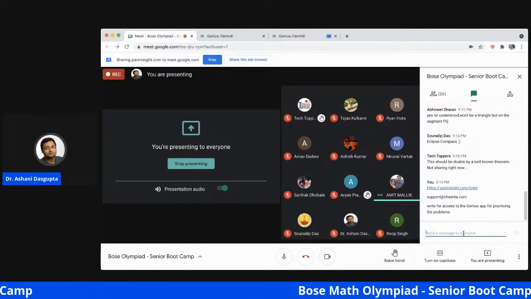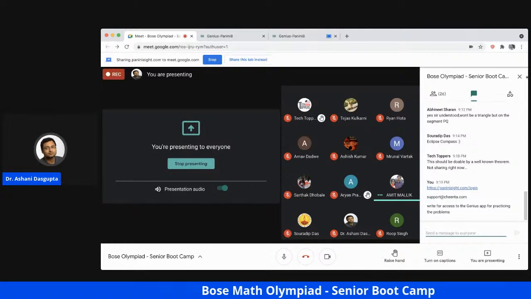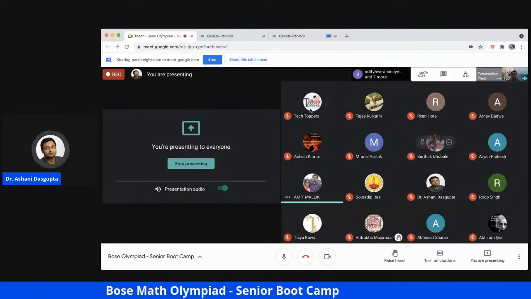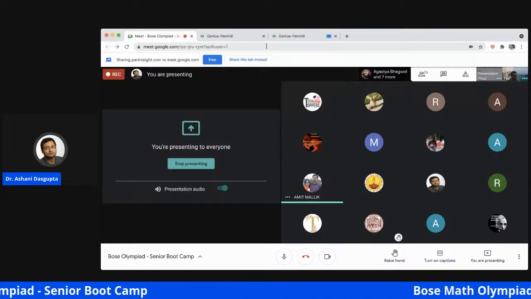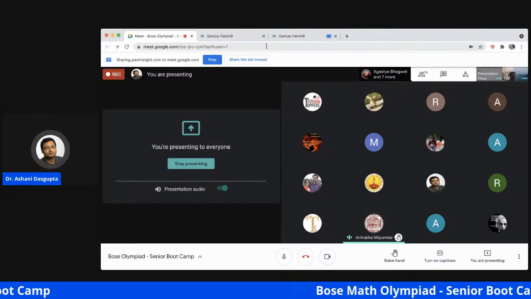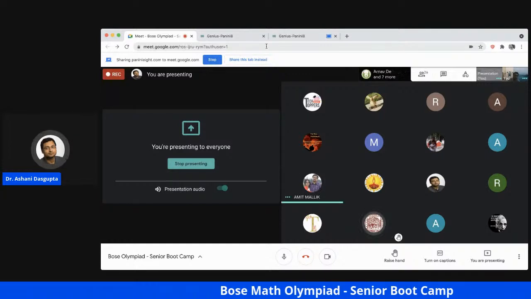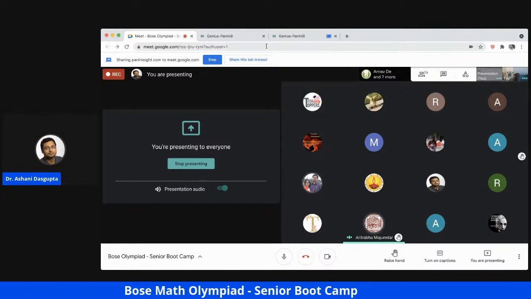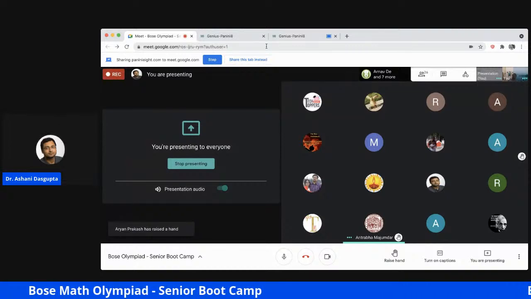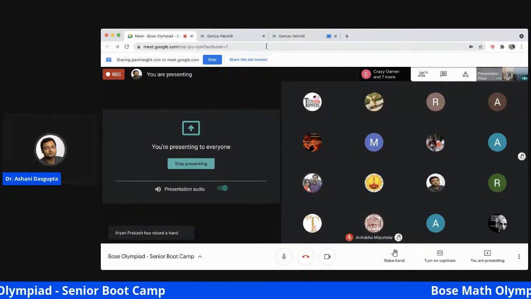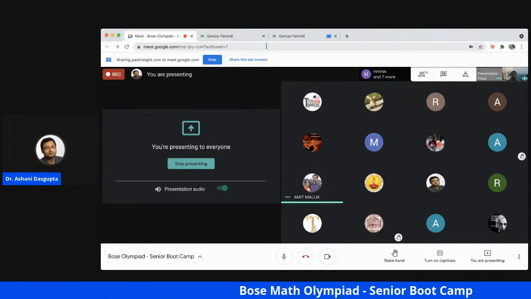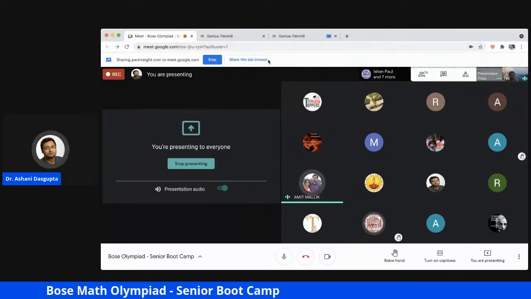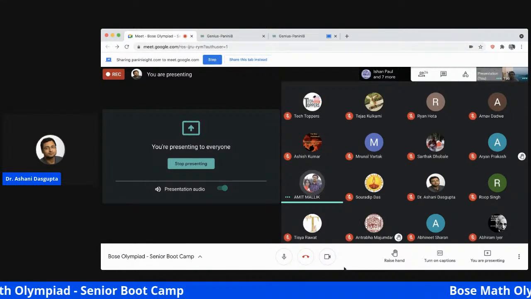Now, also, you can think about finding team members because just after the first round, there will be the team round as well. Is it mandatory that every participant in the team round should have participated in the individual round? No, it is not mandatory. At least one member of the team should have participated in the individual round. That's the only condition.